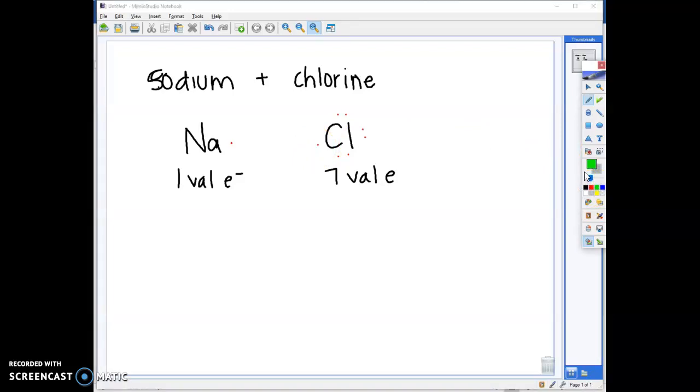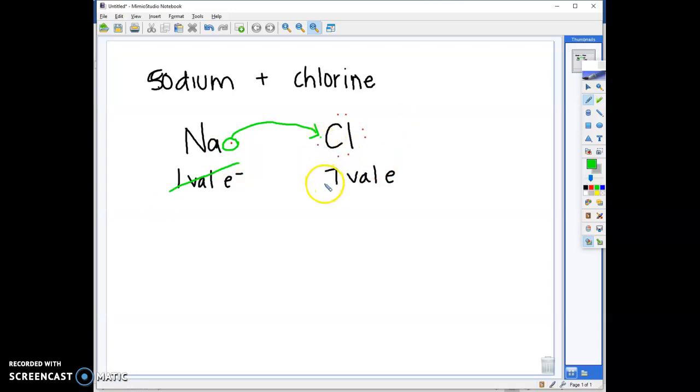So now we have to show what's going to happen. Well, we know in an ionic bond, 1 atom loses electrons and 1 atom gains. So because sodium only has 1, it's going to lose that electron. So we're just going to circle it, and we're going to move it over here to chlorine. So now sodium doesn't have that 1 lone valence electron. It drops back down to its lower shell with 8, so it's happy.